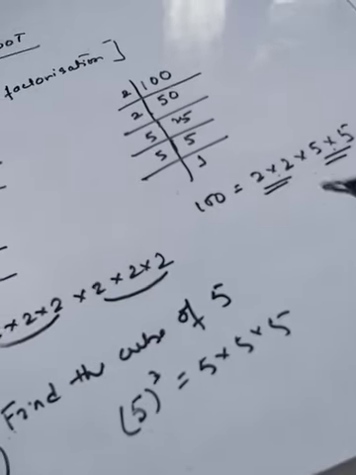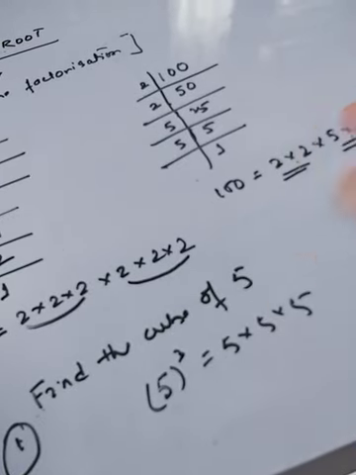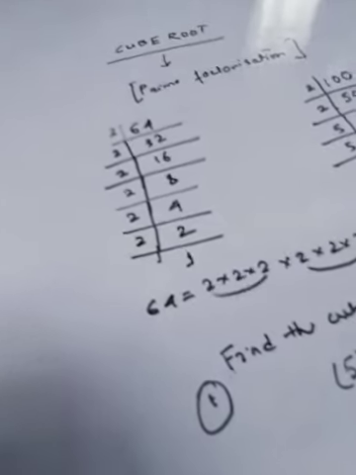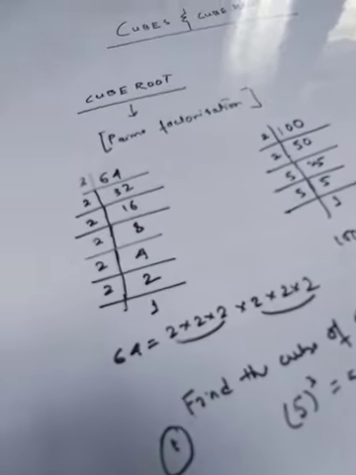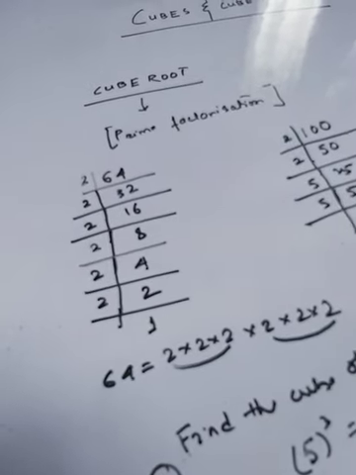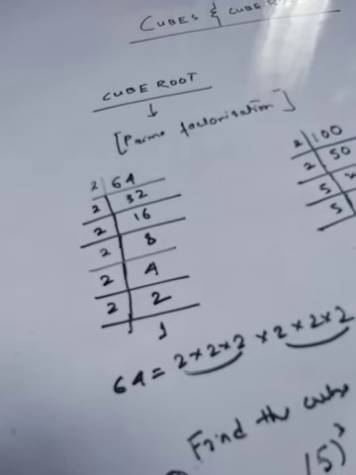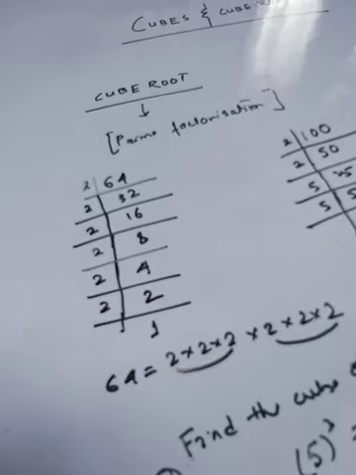So this is the first thing that we'll do in this session. I hope you have understood what is cube and cube root. Now today we'll do question number 1 of exercise 7.1. In question number 1 they have asked which of the following numbers are not a perfect cube. That means you have to find out which of the following numbers are not a perfect cube.